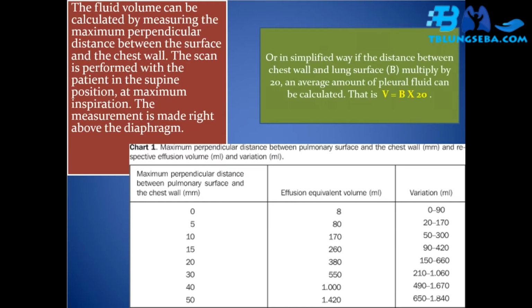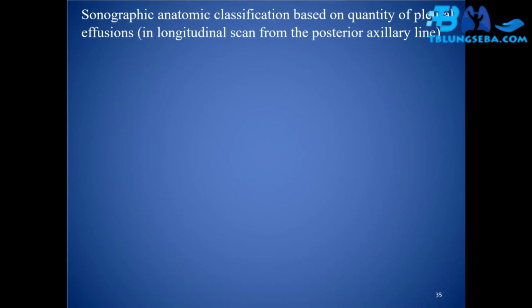Or in a simplified way, take the distance between chest wall and lung surface, B, and multiply by 20; an average amount of pleural fluid can be calculated. That is, V equals B x 20. Sonographic anatomic classification based on quantity of pleural effusions, in longitudinal scan from the posterior axillary line.